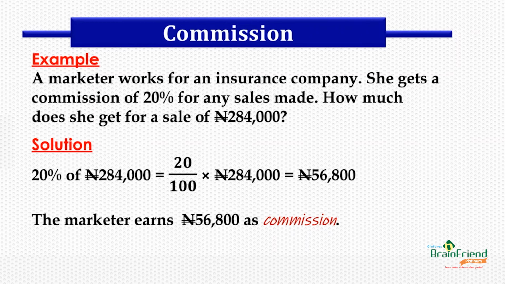A marketer works for an insurance company. She gets a commission of 20% for any sales made. How much does she get for a sale of 284,000 naira? Now to solve that, we simply need to calculate 20% of 284,000 naira. Of course, 20% means 20 over 100 multiplied by 284,000 naira. That gives us 56,800 naira. So her commission, or the marketer's commission, would be 56,800 naira.